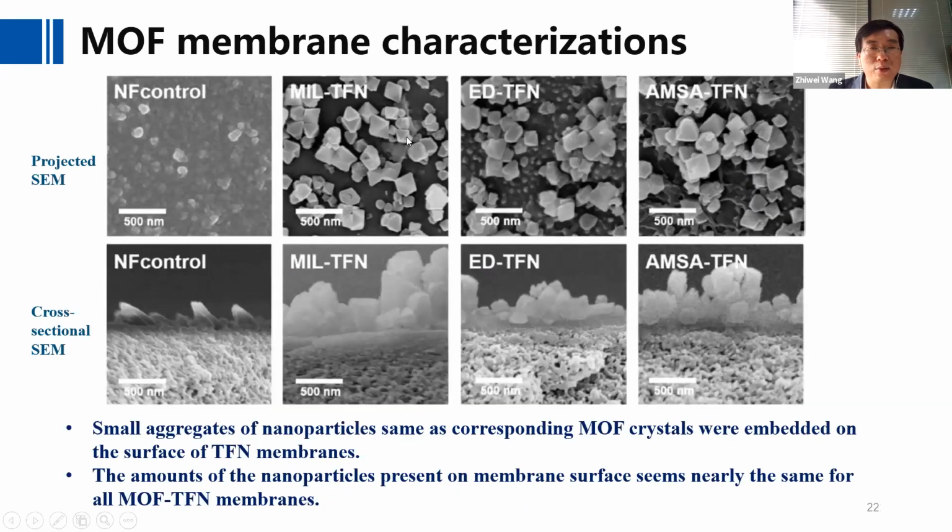Then similarly, we incorporated the three MOF particles into the PA membrane. There is an NF control, a MU TFN, a MIL-101, and also ED modified TFN. It will be positively charged for the internal channels, and also the sulfonic modified TFN membranes will be more negatively charged. So there will be four membranes.